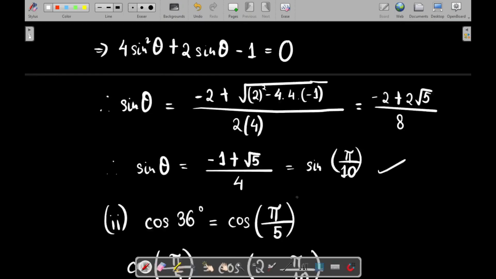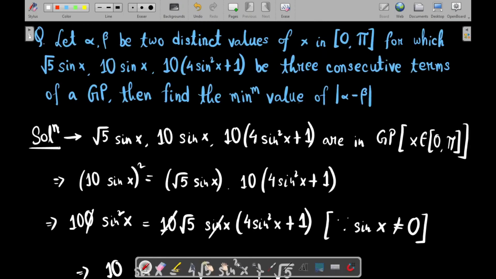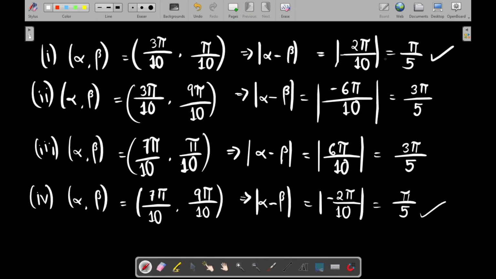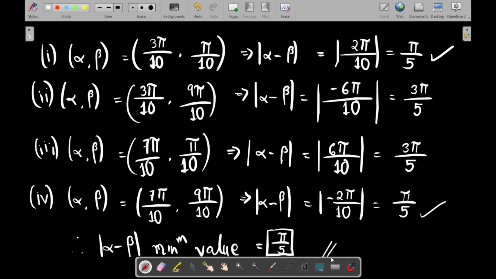So we were asked to find the least possible value of the modulus of alpha minus beta. So we see the least possible value happens for 3 pi upon 10 and pi upon 10, or 7 pi upon 10 and 9 pi upon 10. These are the two possible pairs of alpha and beta. So the minimum value of alpha minus beta is pi upon 5, and this is the required final answer.